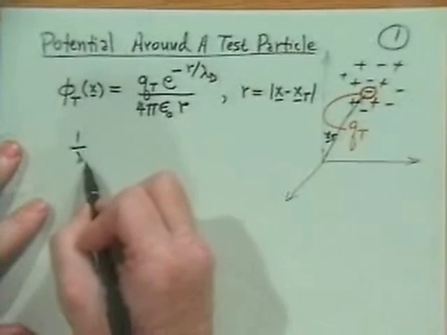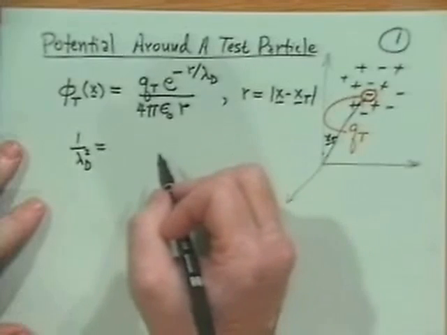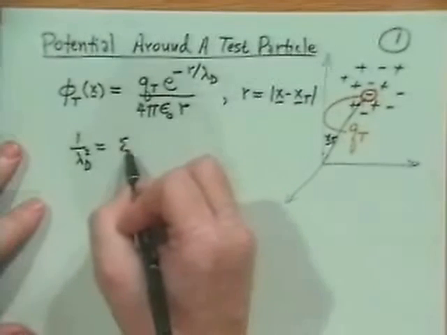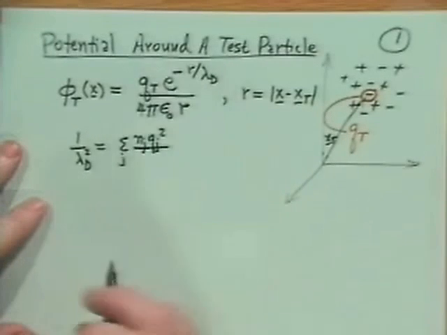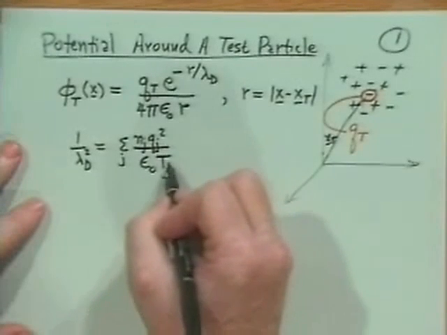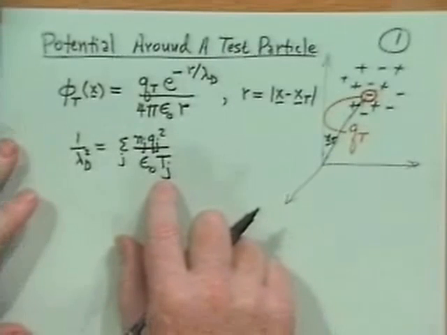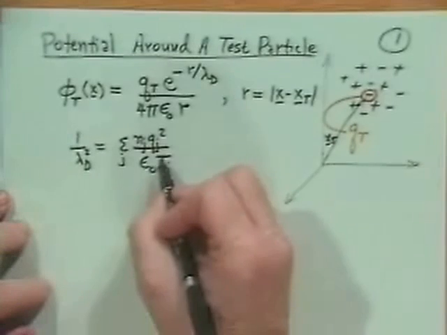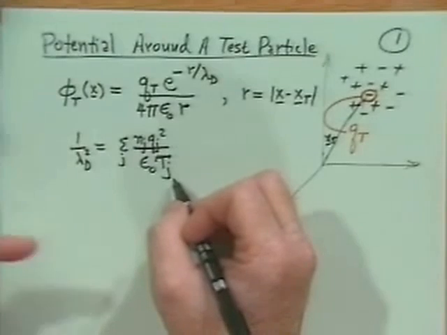Namely, what we had found was that we had defined the Debye length in terms of 1 over the Debye length squared, which hopefully was equal to the sum over species of n_j q_j squared, that's the number density times the charge of that particular species, divided by epsilon naught T_j. I never worry about k, Boltzmann's constant, I always use just T.